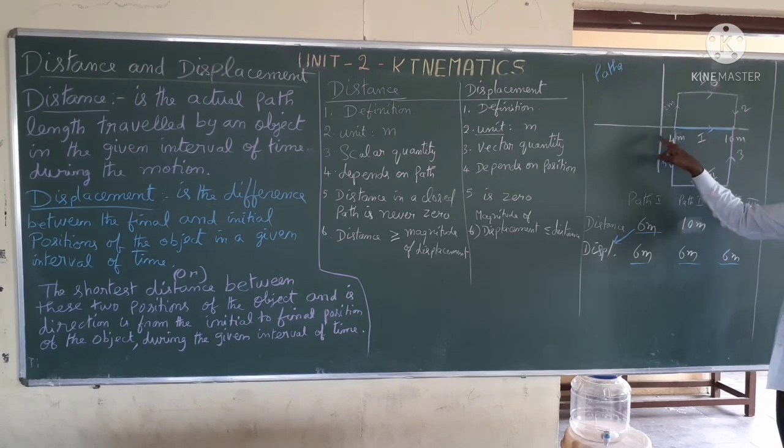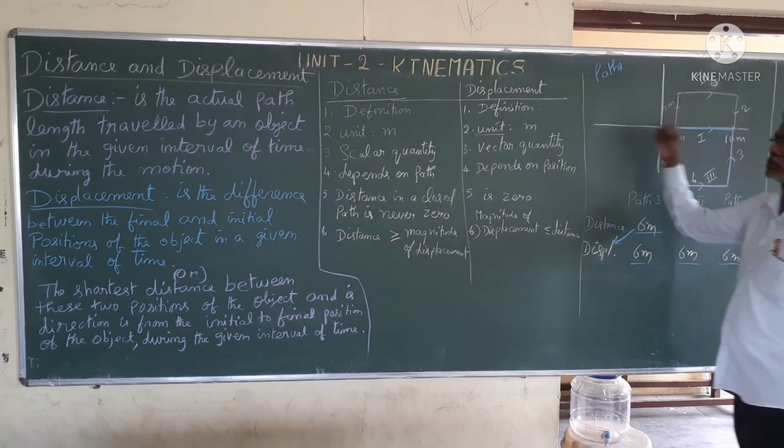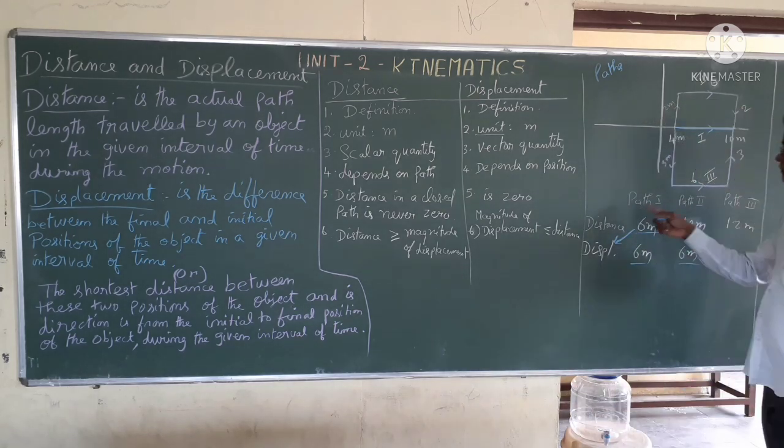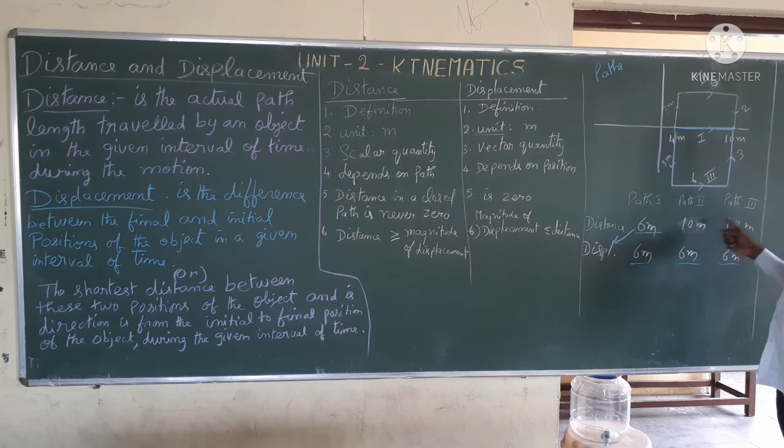In which direction that person moves, then it is called a vector quantity. Now you see, the distance depends on the path, but displacement does not depend on the path. See the displacement, all the paths are the same. So distance depends on the path, but displacement does not depend on the path; it depends on the position.